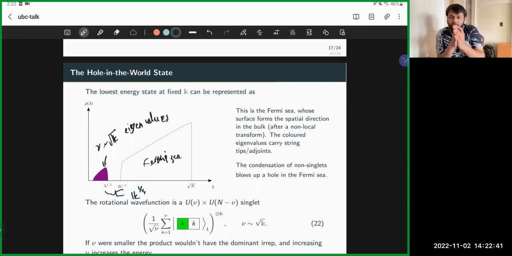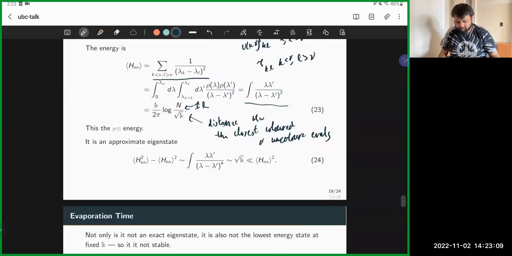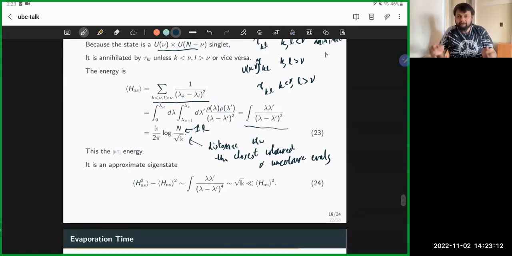But if you didn't blow up this hole, the distance would be really small. Okay, so you would have a lot of energy from the UV divergence. What this hole is doing is it's regulating this UV divergence. So in some sense, you basically form this little singlet of UNU, and then the back reaction blows up a hole. But now that we've blown up the hole and the minimum distance is large, you get a low energy.